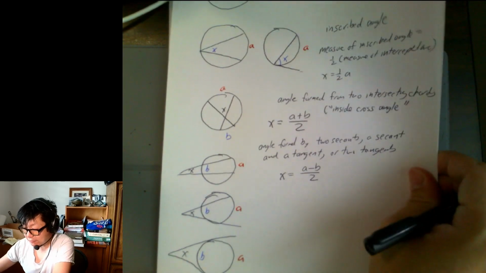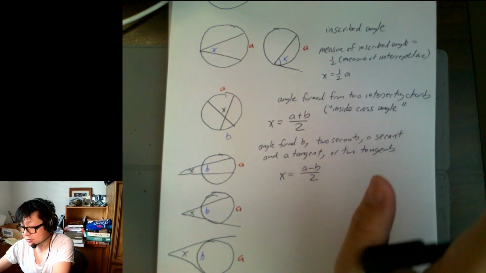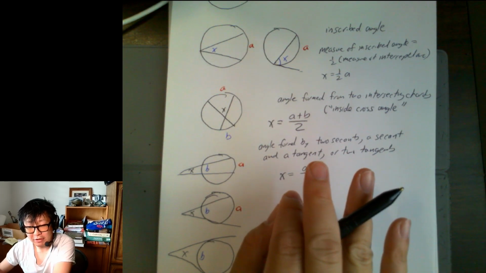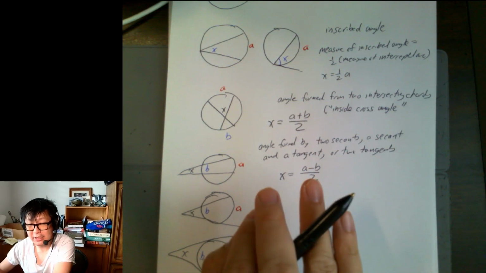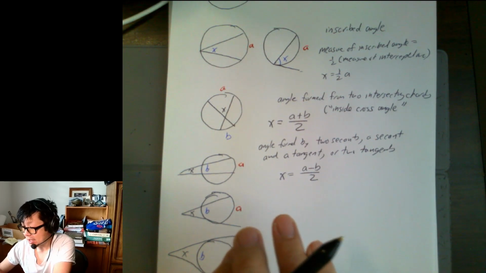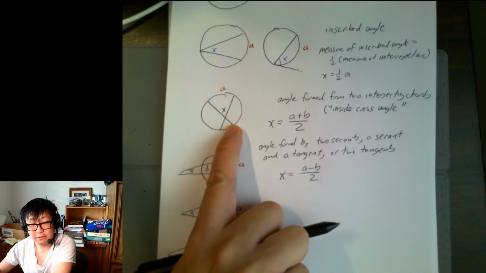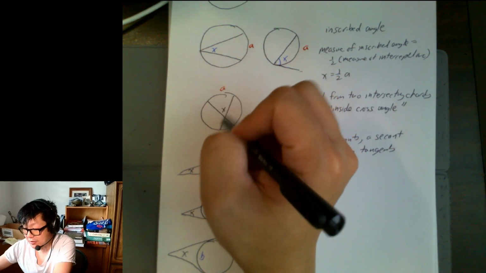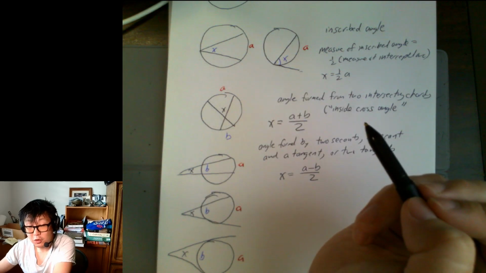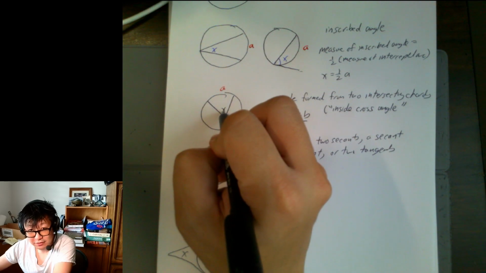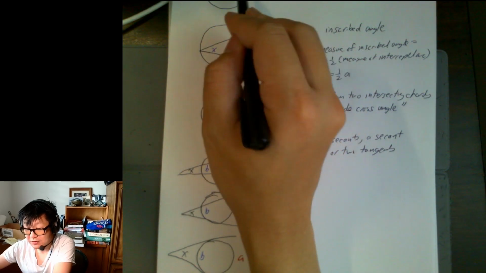More recently, you covered two more specific angles. They don't have specific names, so I recommend that you make up names that are memorable to keep the formula straight. I'm going to call these inside cross angles. These are angles formed by the crossing or intersection of two chords. Notice that it does not intersect the center, so we cannot assume it's a central angle.